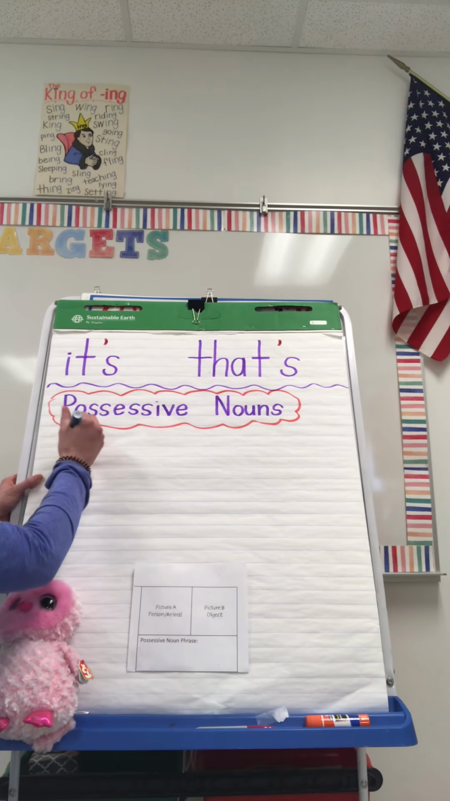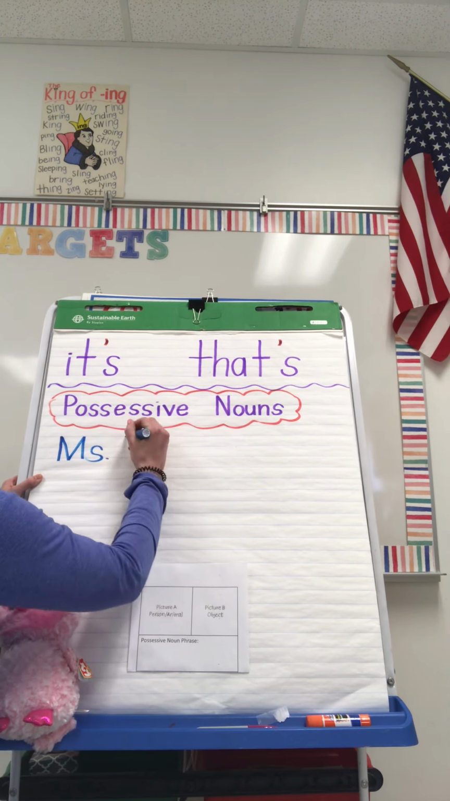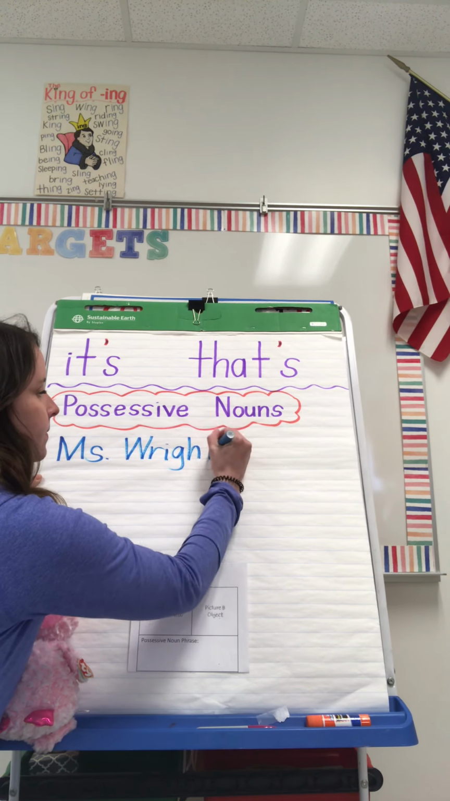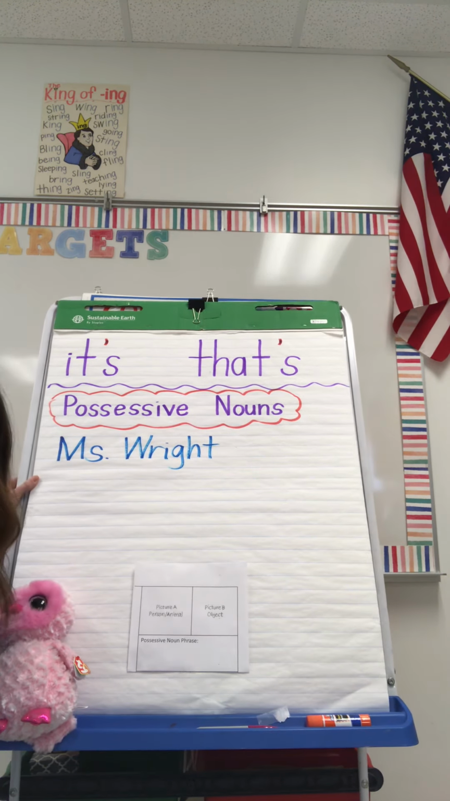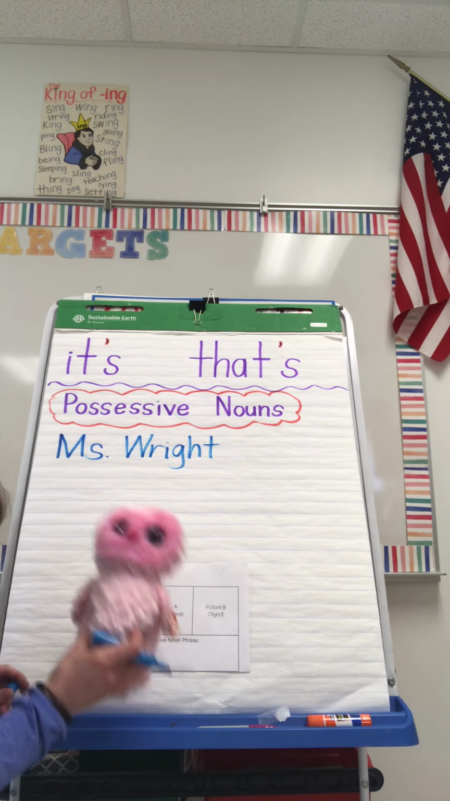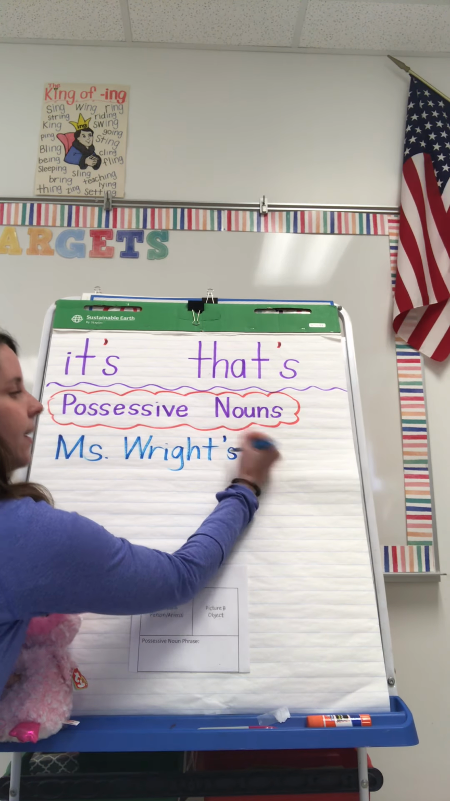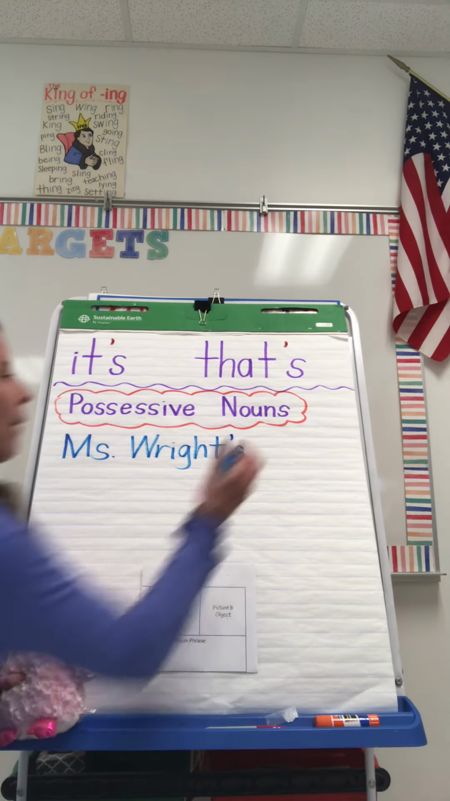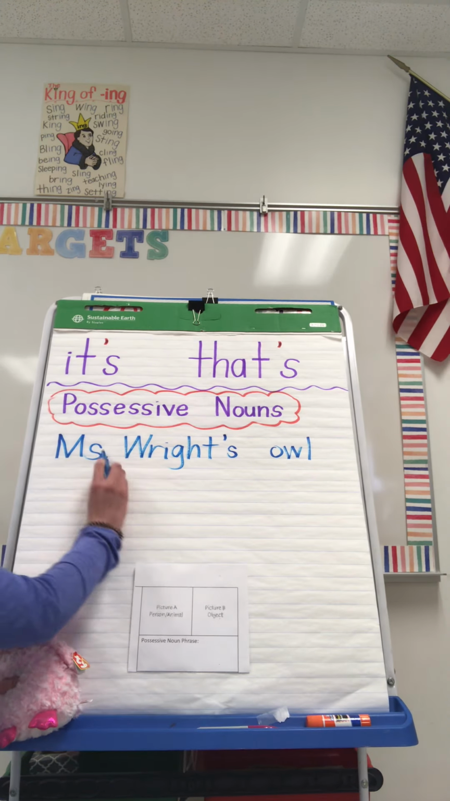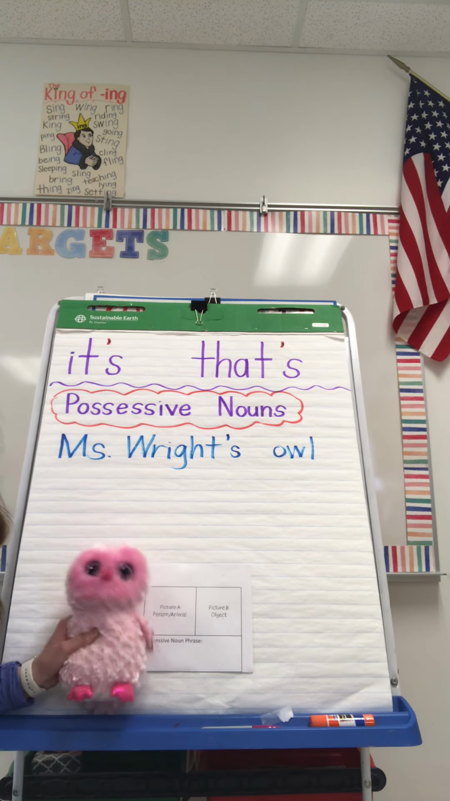So I would start by writing my name, Miss Wright. So there's my name, Miss Wright. Now, in order to tell you guys that this is my owl and it belongs to me, I'm going to do an apostrophe S, and then I'm going to go ahead and write the word owl. So now, first graders, you can see that it says Miss Wright's owl. That means that this owl belongs to me.